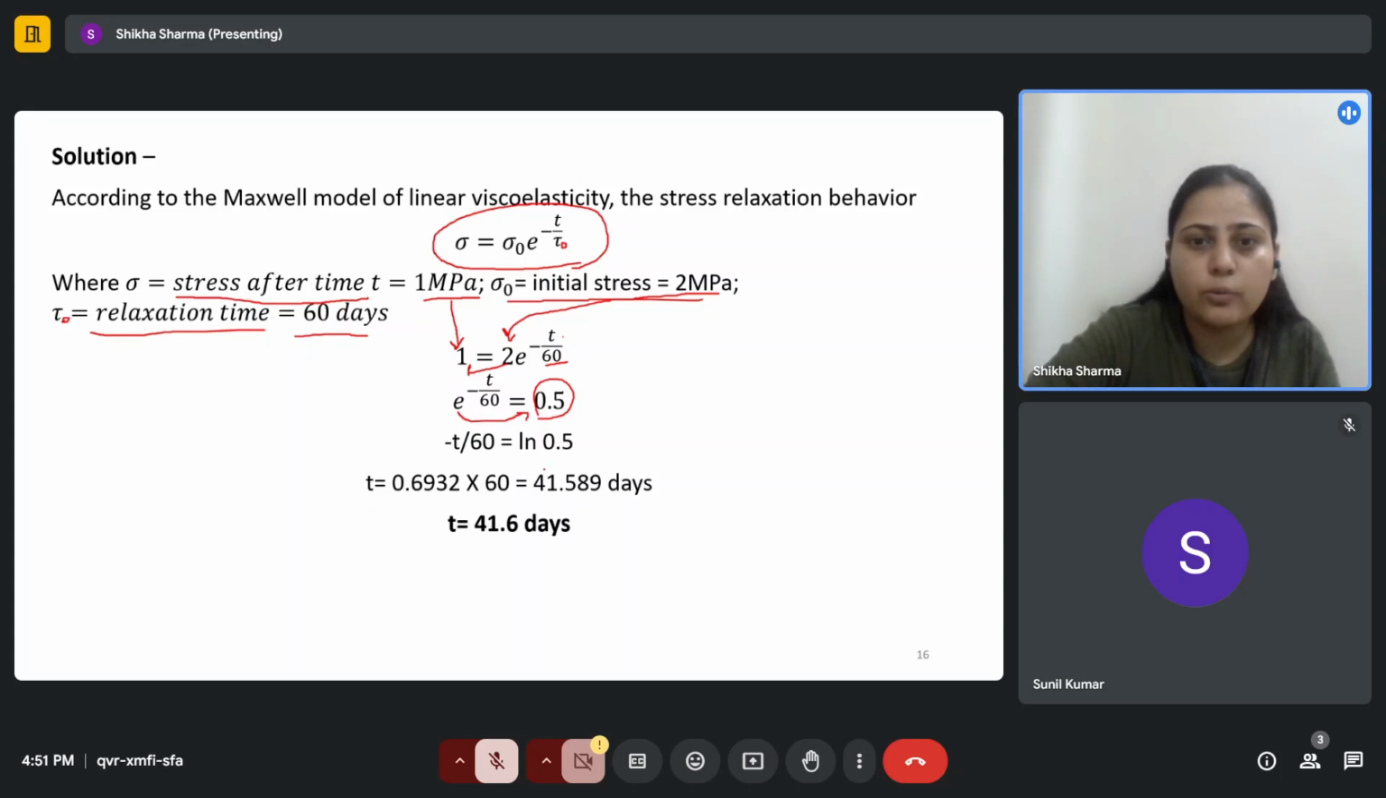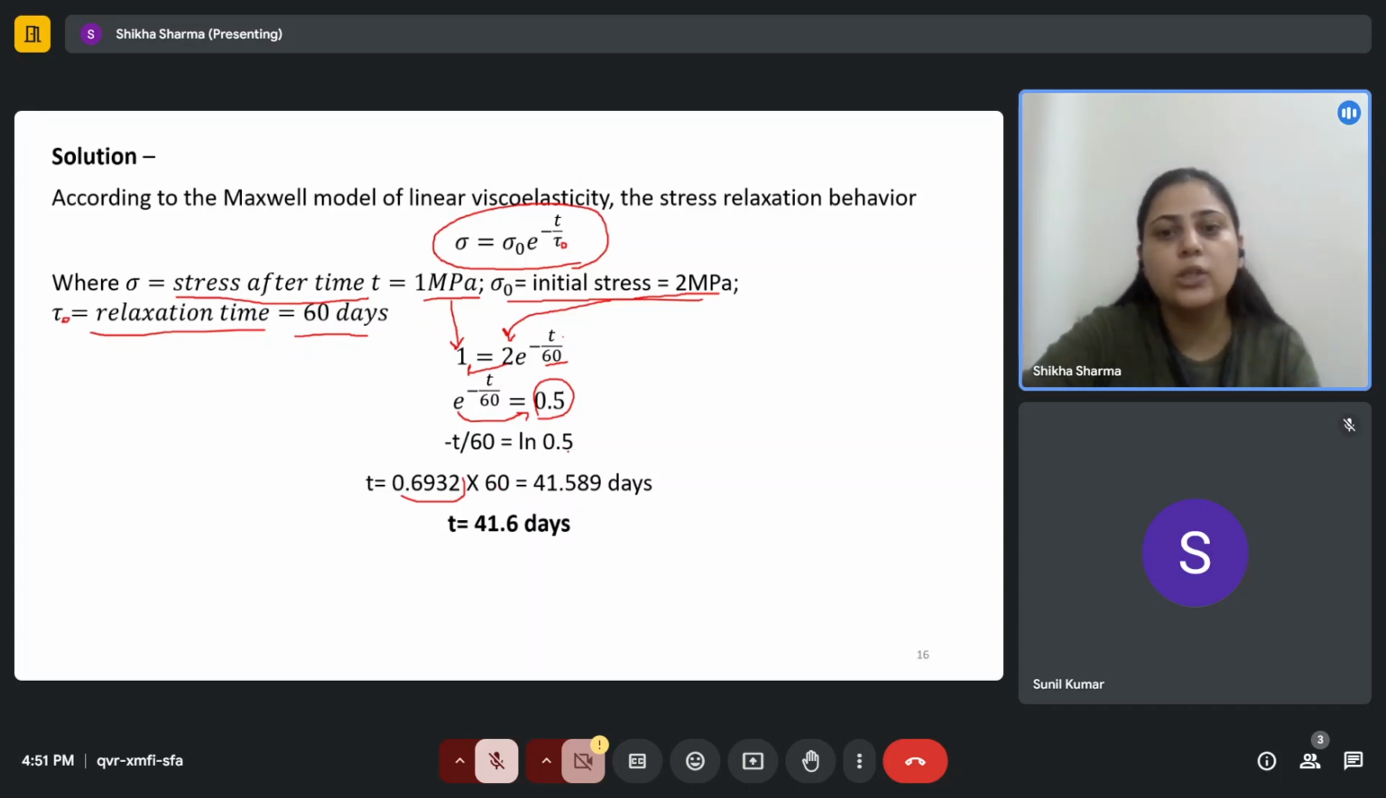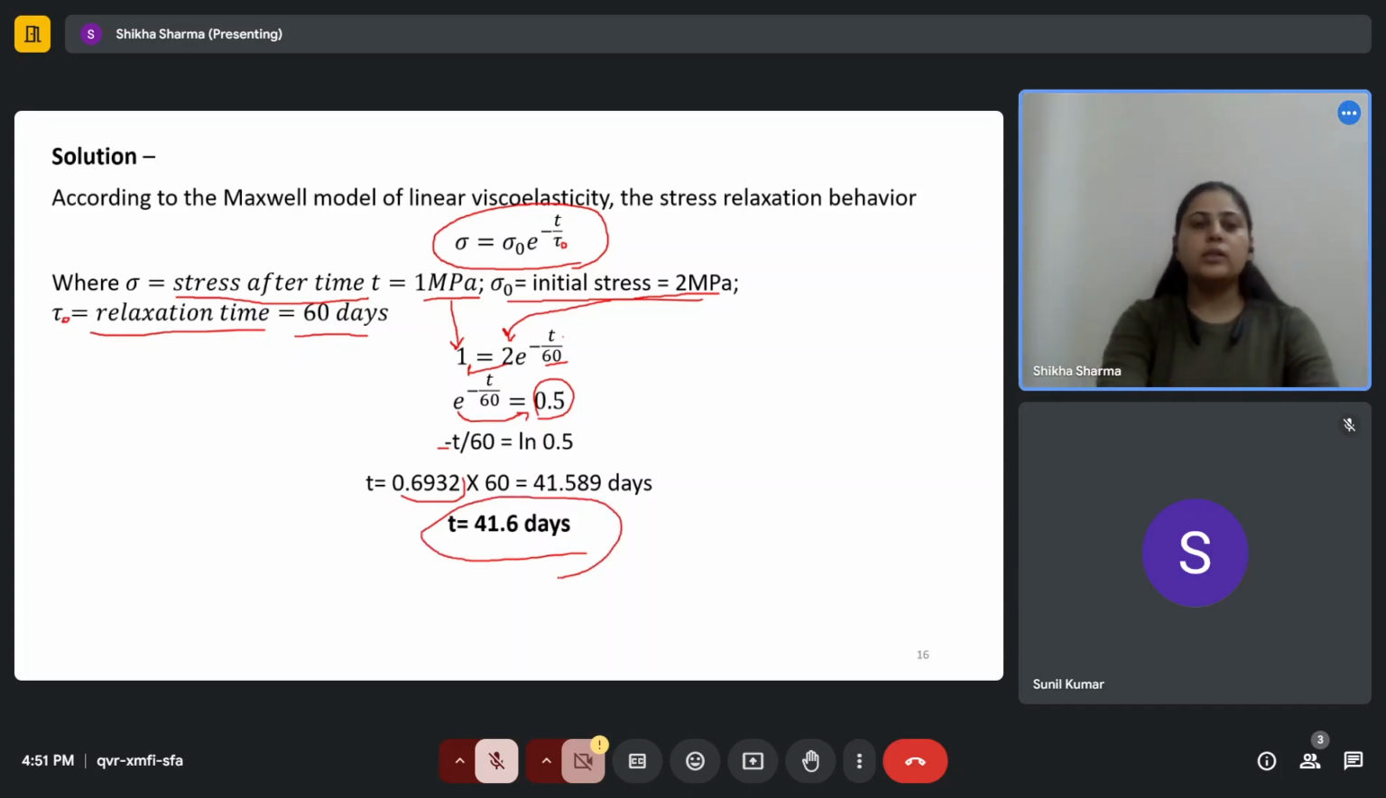t is equal to ln 0.5, which is nothing but minus 0.6932, multiplied by 60. The minus and minus will become plus. So 0.6932 into 60 equals 41.6 days. So this is the time when our stress will be 1 megapascal. It will decay from 2 megapascal initial stress to 1 megapascal in 41.6 days.